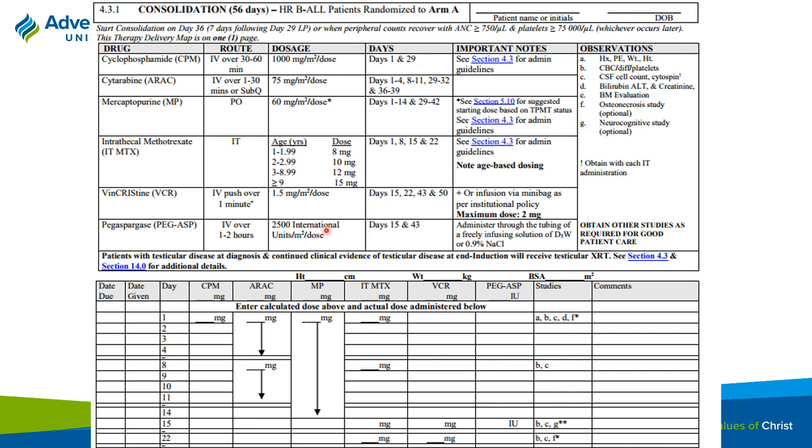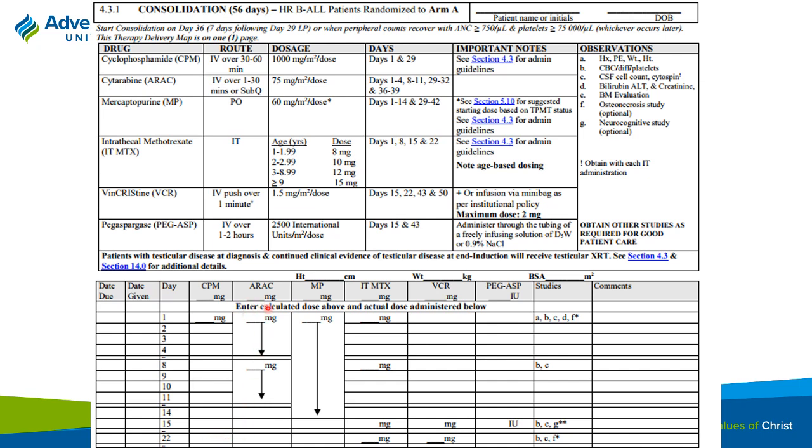Looking at the actual regimen itself, you can see here that it's based off of the day that the patient's on and which drugs they're getting. For instance, cyclophosphamide, they only get one big dose right up front. We're going to learn that's a cell cycle non-specific drug. It's a very good drug, but it's very toxic, so they just get one big dose up front, and then they don't really receive it for another period of time.